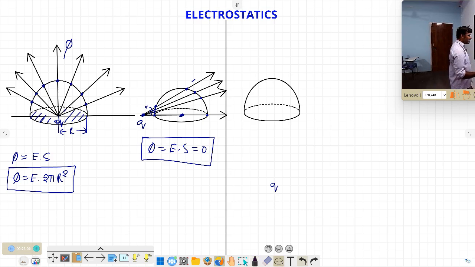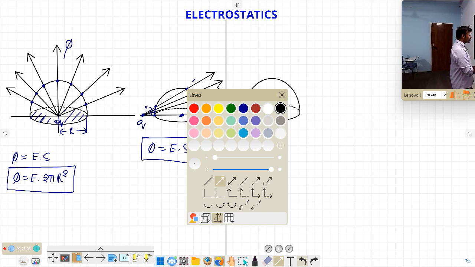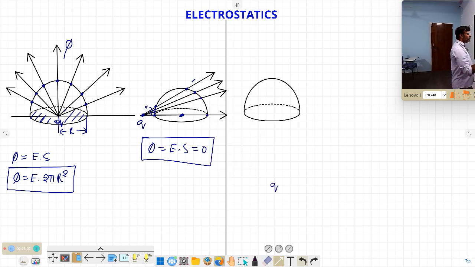In this case, the electric lines of force we can take like this. So the electric lines of force, if the charge is at infinite distance, will pass like this.